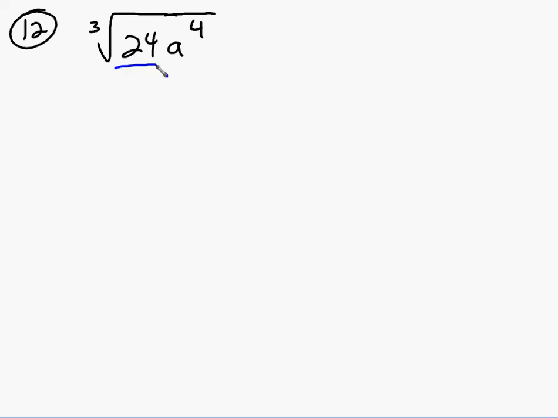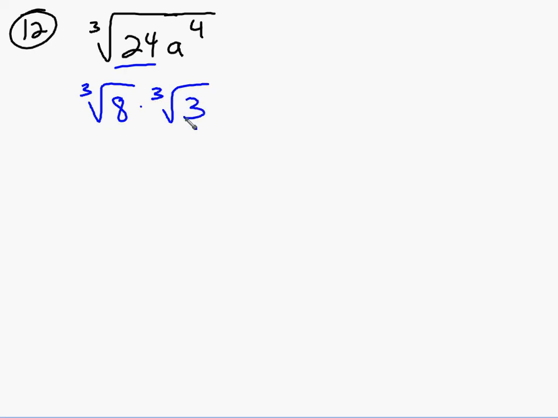Let's do another one. How about the cube root of 24a to the 4th? Well, now we're looking for perfect cubes, right? So if you look down your perfect cubed column, the largest one that will go into 24 evenly is 8, right? So I can make this the cube root of 8 times the cube root of 3.